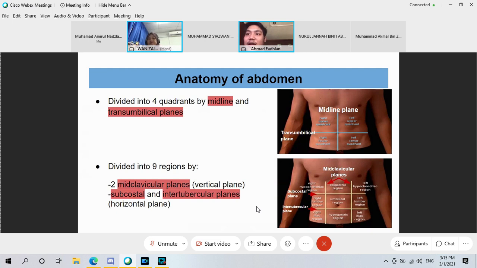So, if you are to choose, which one do you choose? The regions or quadrants? Region. Regions, more specific, right?